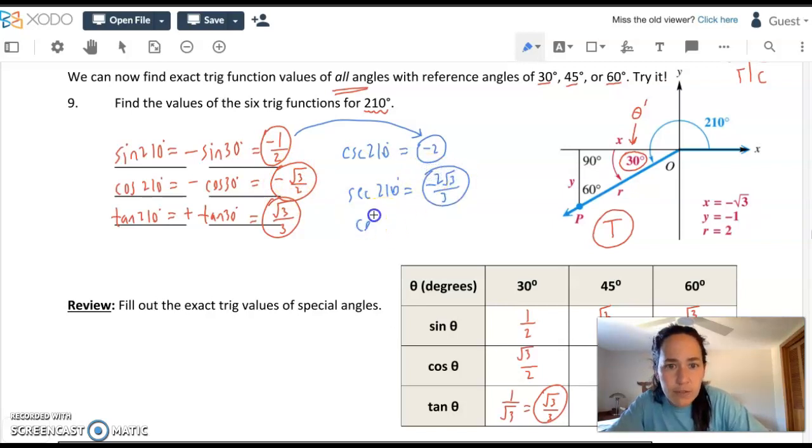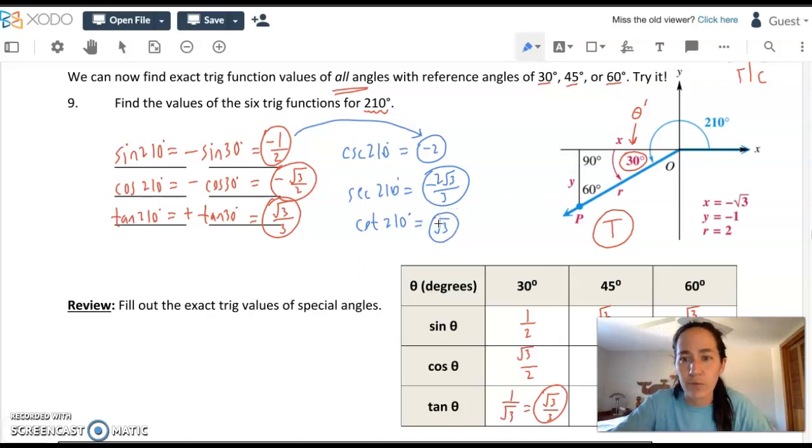And what's the last one? Cotangent of 210. Should just be the reciprocal of this, and we'll get the positive, because we're in a quadrant where it's positive, square root of 3. Pretty cool. And that's just one angle.